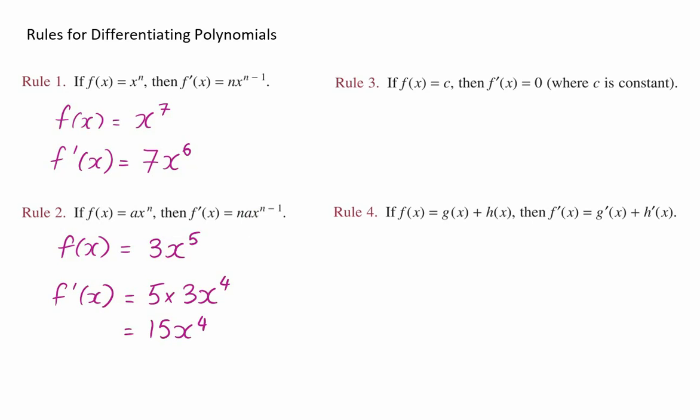The third rule for differentiating: if f of x equals c. What this means is if the function is a constant value, if there's in fact no x in it. So for example, the function is 5. If the function is 5, or 7, or 200, or negative 362.7, its derivative is always going to be 0. That's our third rule. There's no x in there.